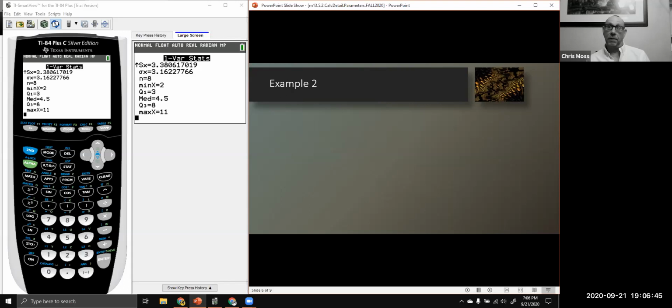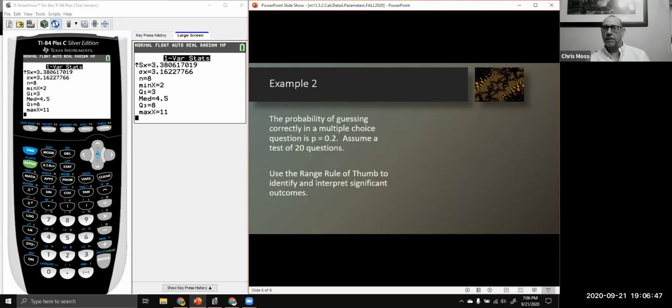Now, let's take a look at example number 2. Since the probability of guessing correctly on any one question is 0.2, and we have 20 questions to choose from, we're going to use that range rule of thumb to identify and interpret significant outcomes.